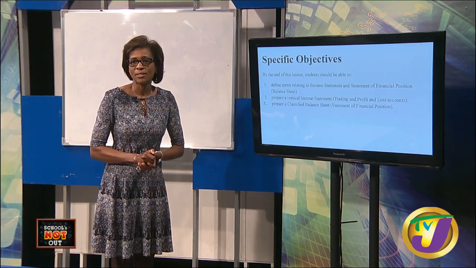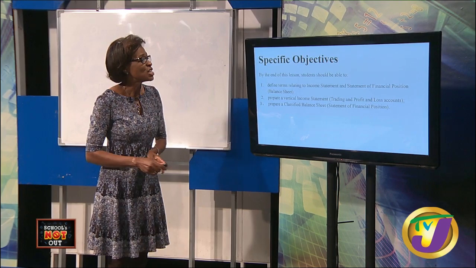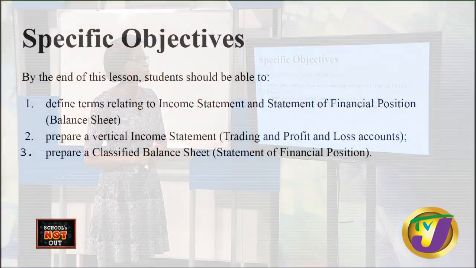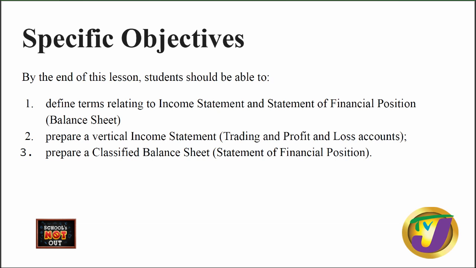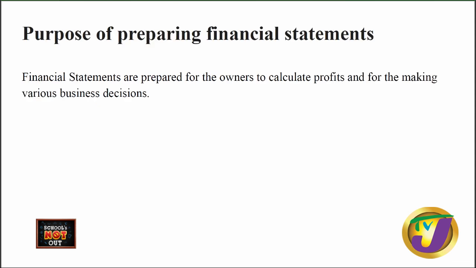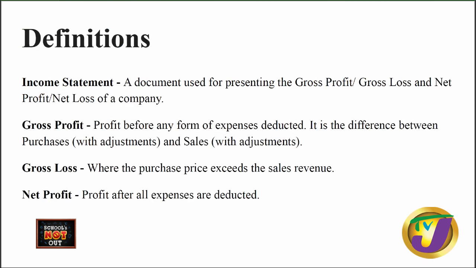For us to understand what we're actually doing, we will have to define certain terms. There are certain terms that you have to be familiar with so you can understand when we get into the preparation of the income statement, which is also known as a trading and profit and loss account, and also the statement of financial position, which is also known as the balance sheet. All right, so first thing we're going to do, we're going to begin by defining certain terms as it relates to the financial statements.